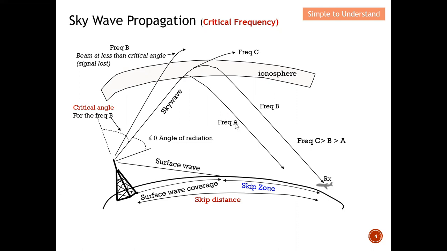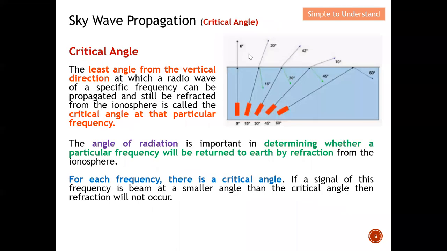So like I mentioned earlier, the lower the frequency, the better the chances of it reflecting back to the Earth. Okay, so this is critical frequency. Next, we are going to understand the critical angle. The least angle from the vertical direction at which a radio wave of a specific frequency can be propagated and still be reflected from the ionosphere is called the critical angle at that particular frequency.